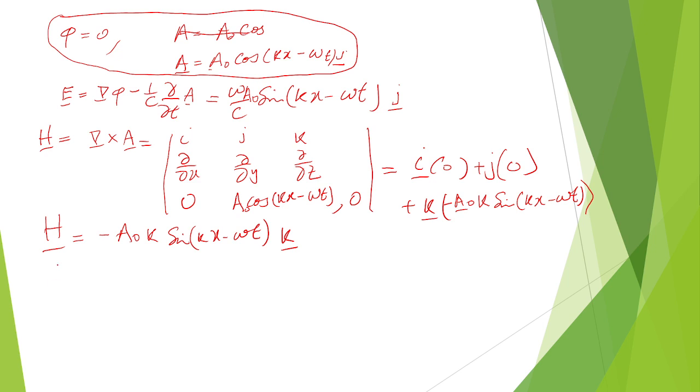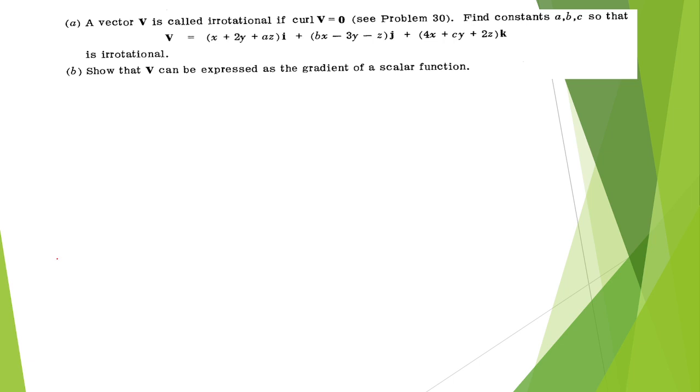Okay, let's do one more question. A vector V is called irrotational if curl of V is 0. Find A, B, C so that V is irrotational. So find the curl of V. So here we see that V is irrotational if curl of V is 0. So take the curl of V.